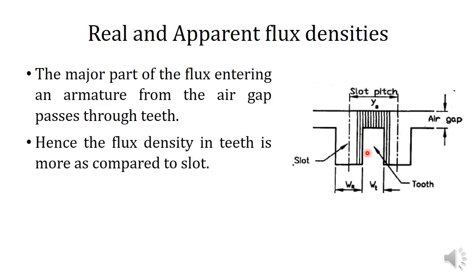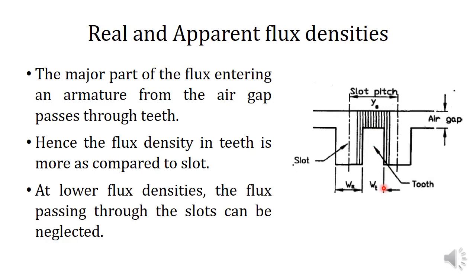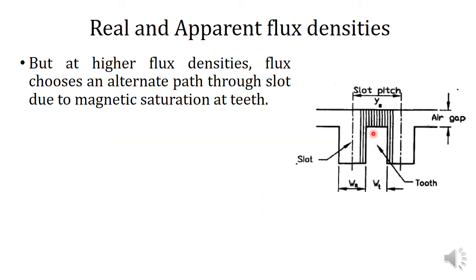So as we can see, the flux density in the teeth is more as compared to the slot. That means the slot carries less flux, since the teeth are the minimum reluctance path for flux. If the machine has a lower flux density, then the flux passing through the slots can be neglected. That means the flux passing through the slot will be very much less as compared to that of the teeth. But if the machine has a higher flux density, then the teeth get saturated and the remaining part of the flux has to choose another path through the slot.